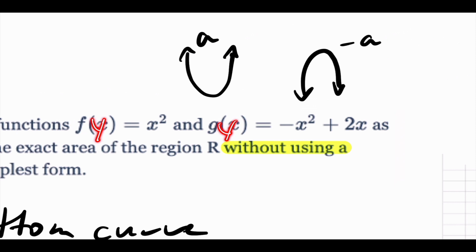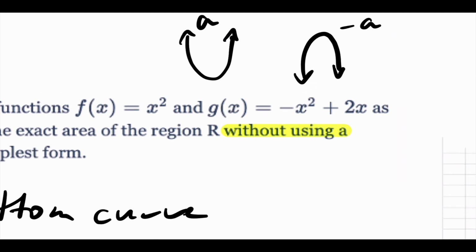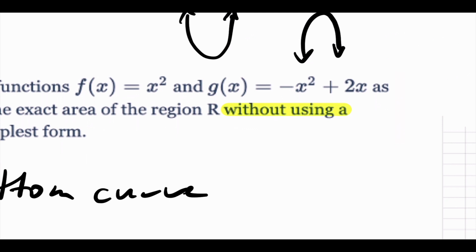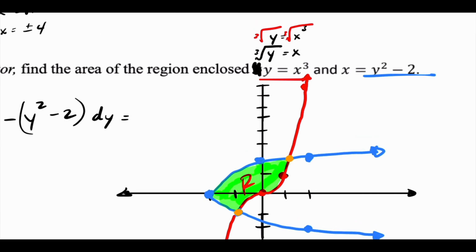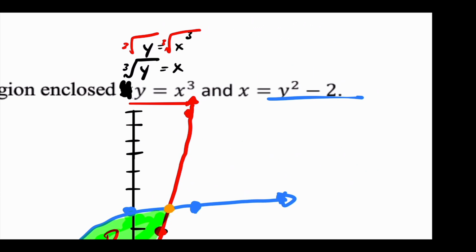So look at these guys here. They both say x equals, right? So if they're both equal to x, aren't they by rule equal to each other? Right? So we set those up. Cube root.